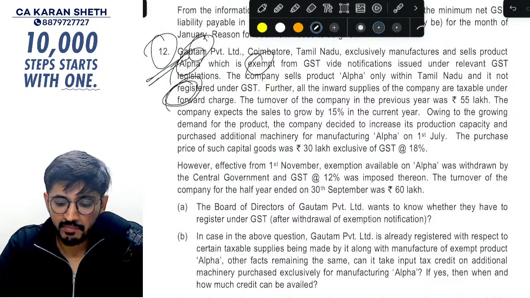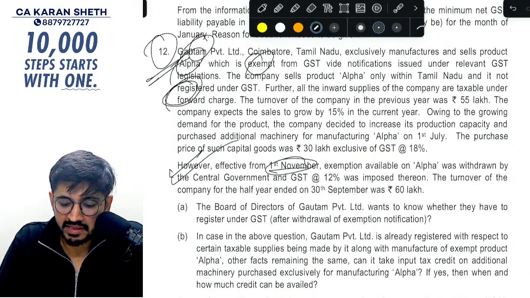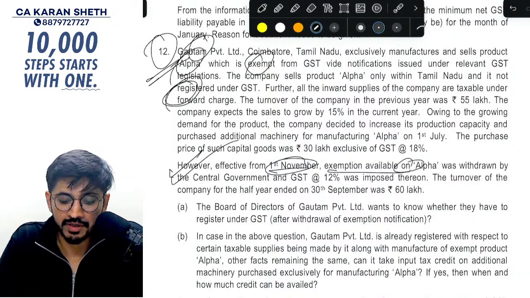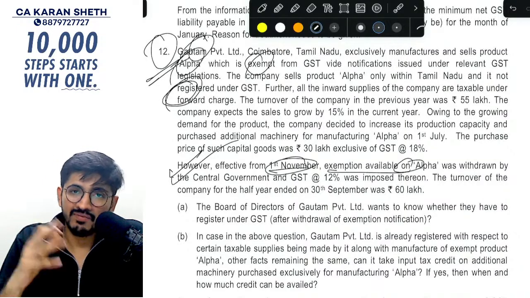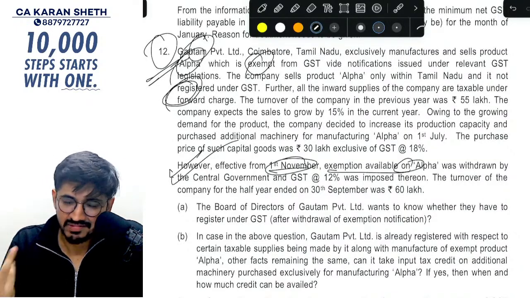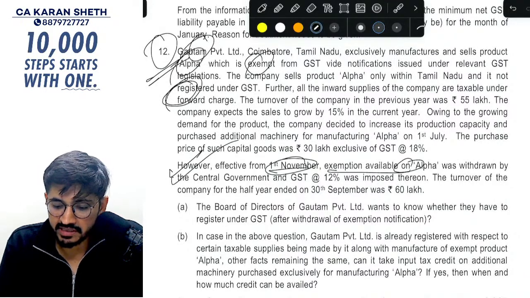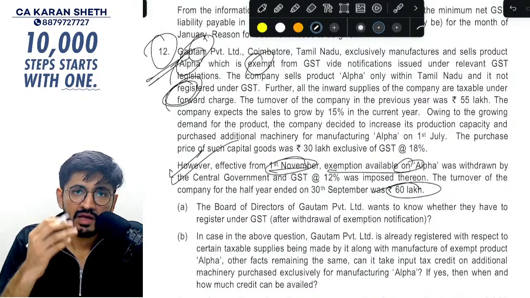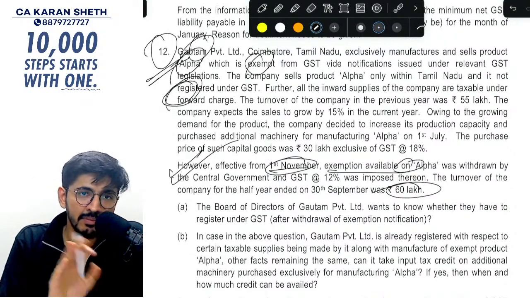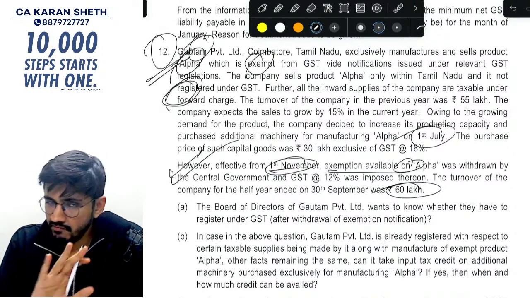Now obviously what happens is that with effect from 4 November, the exemption notification on Alpha is withdrawn and it becomes taxable at the rate of 12%. Now what will happen here? 18(1)(a), clearly 18(1)(a), you will be liable to register because your turnover obviously is 60 lakhs, more than 40 lakhs. Fair enough. And you will get the ITC of only inputs and not capital goods that you have purchased on 1st of July. Fair enough.